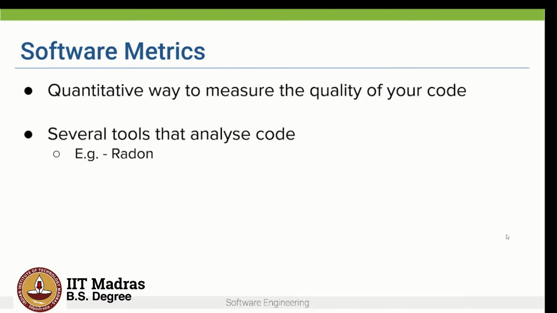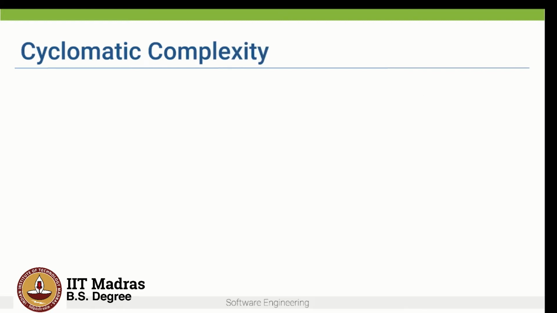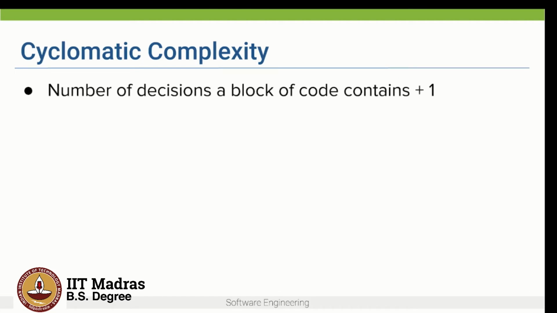Now, tools like Radon give us several software metrics. One such software metric is known as cyclomatic complexity. So now what is cyclomatic complexity? It is nothing but the number of decisions a block of code contains plus 1.